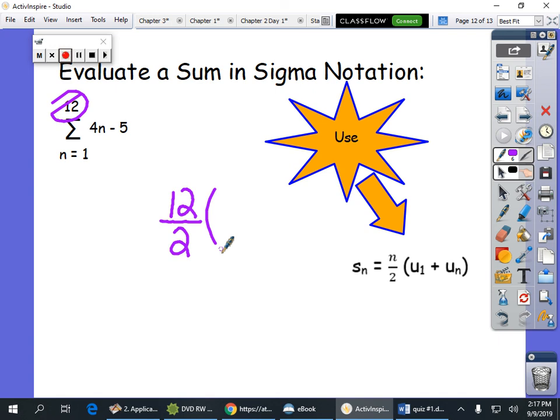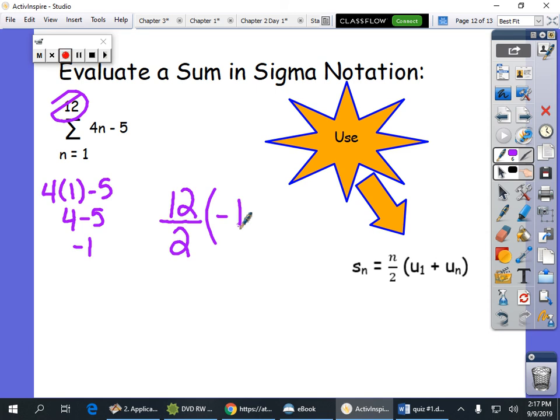What did you say? Not negative 5. All right, so we have to plug it in. 4 times 1 minus 5. 4 minus 5 is negative 1. So the first term is negative 1.